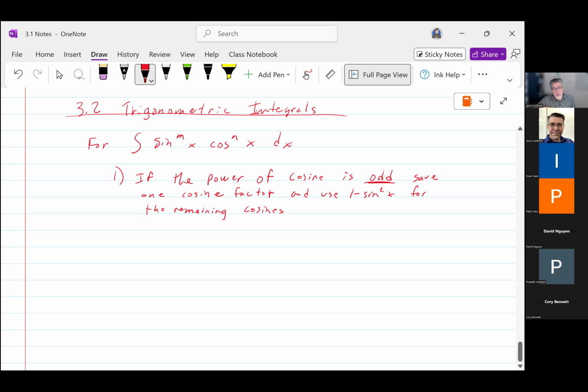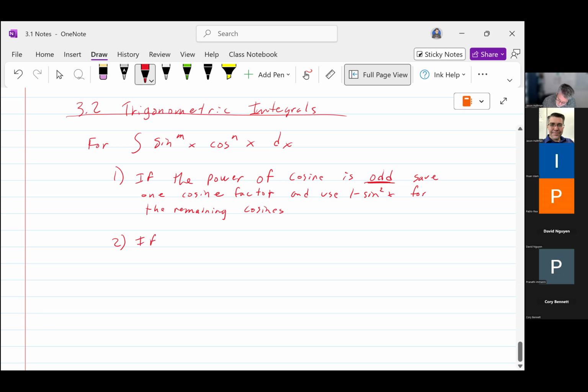We pull out a cosine and then everything else goes to 1 minus sine squared x and whatever powers of that we have. And the reason that we want a cosine to get factored out is because that's going to end up being our du, which will make it a nice u-du substitution, because everything will be in terms of sines, and then I'll have a cosine as my du, as my integration factor.